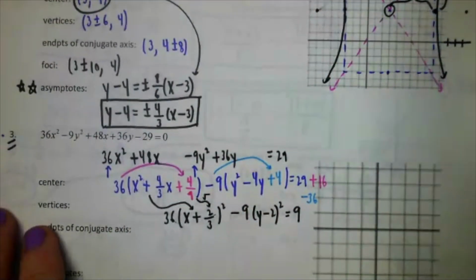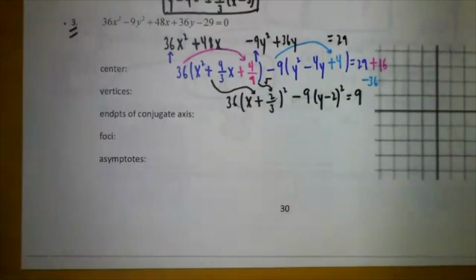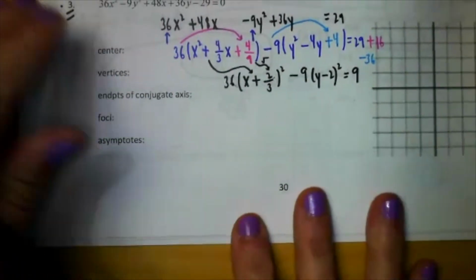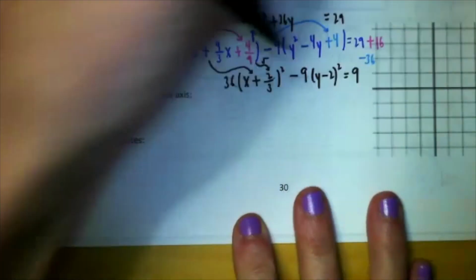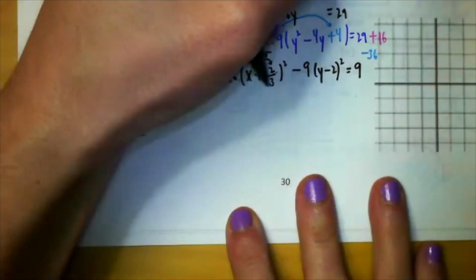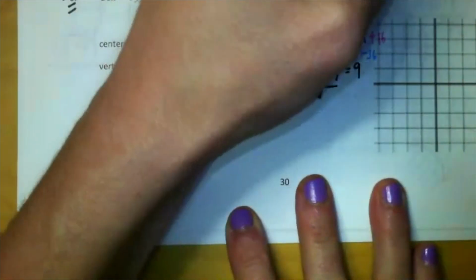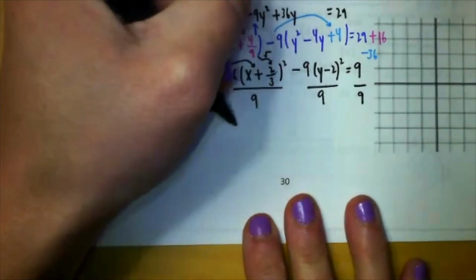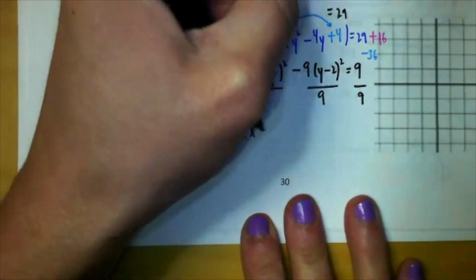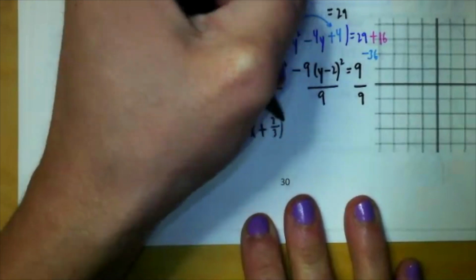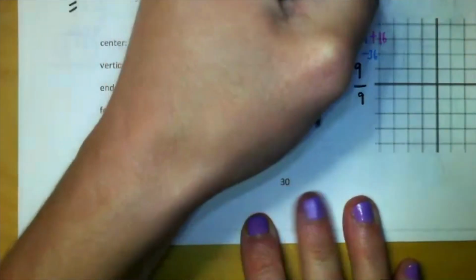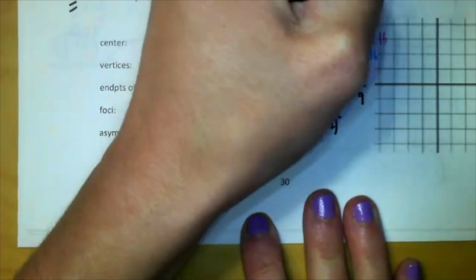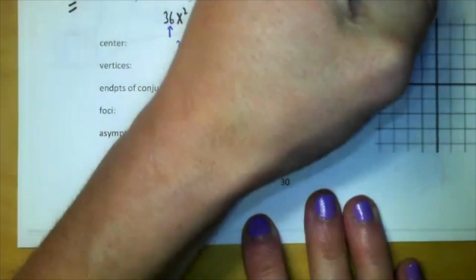Now let's see what happens in the end. We don't want to have a 9 here. We need this to be a 1. So we have no choice. We've got to divide every single part of this by 9. So 36 over 9 leaves you with a 4 up top. We'll deal with that in a second. These guys cancel, so you just have y minus 2 squared over 1 if you want to show it that way, and it equals 1 on the other side.